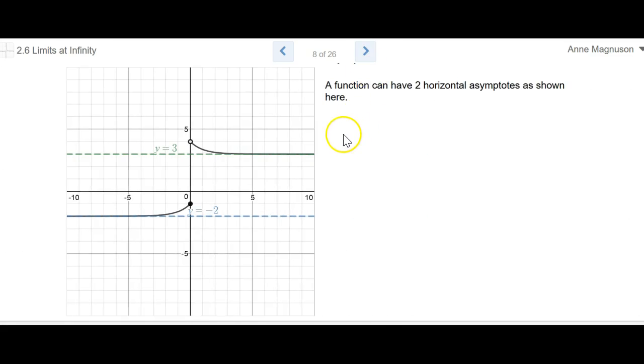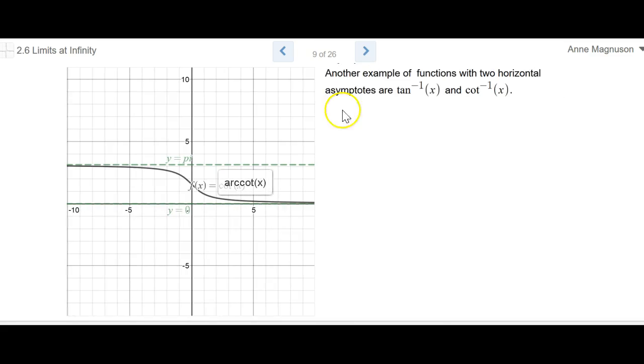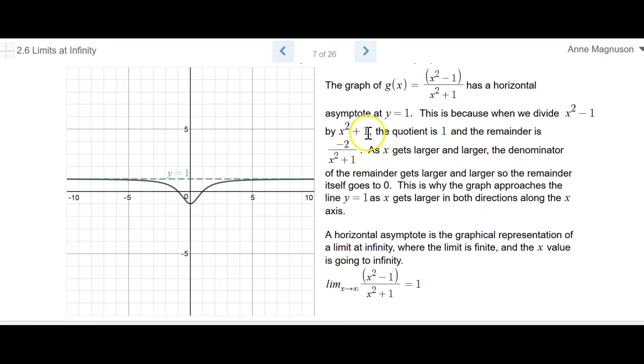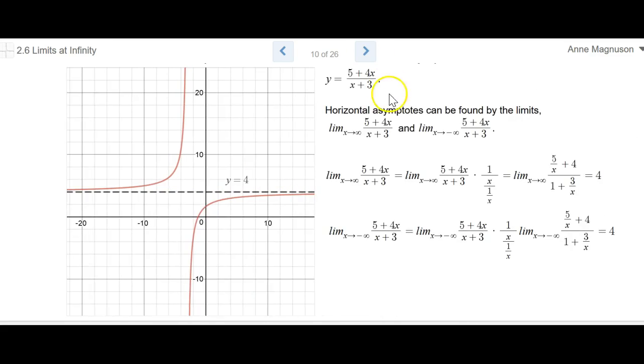A function can have two horizontal asymptotes. Here's an example. It's kind of a weird function. Here's a more common function that has two horizontal asymptotes. We have a rational function like this where the numerator and denominator are of the same degree. There's a little trick we can do that's kind of a shortcut to actually performing the division and to find the quotient, because like we saw before, the horizontal asymptote is the quotient, and the remainder is what's going to 0 as x goes to infinity. So we don't have to go through the polynomial division every time. We can use this shortcut.